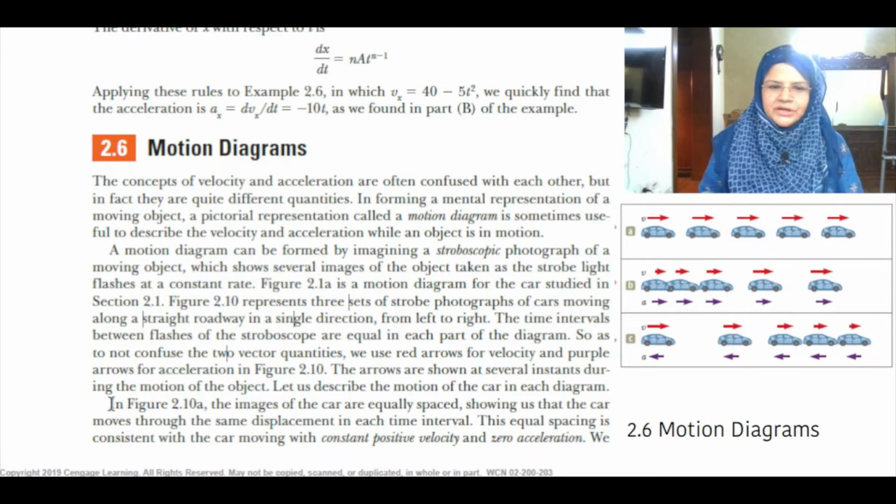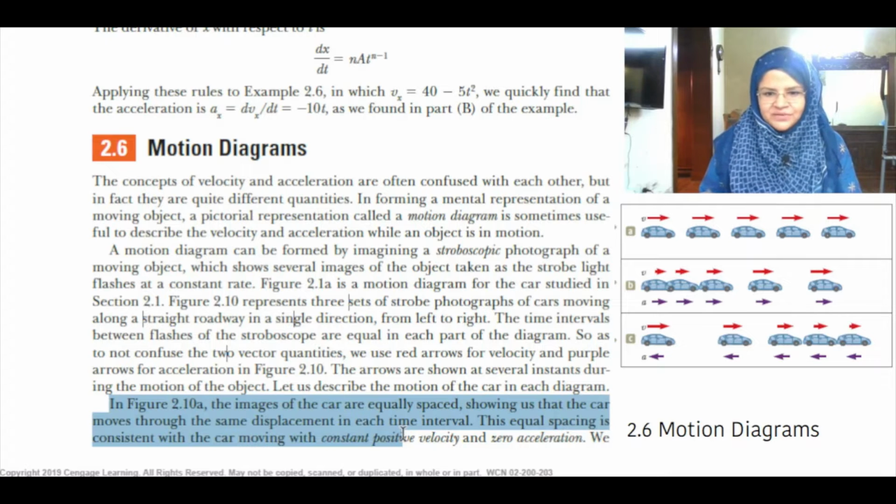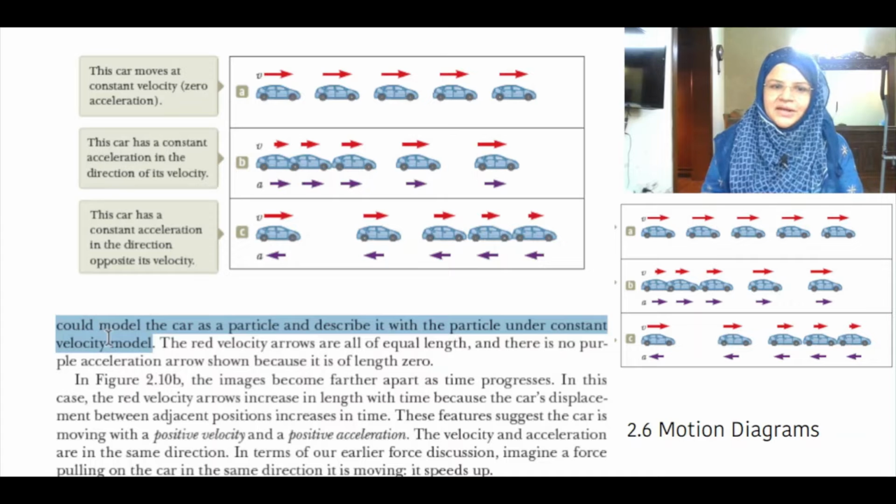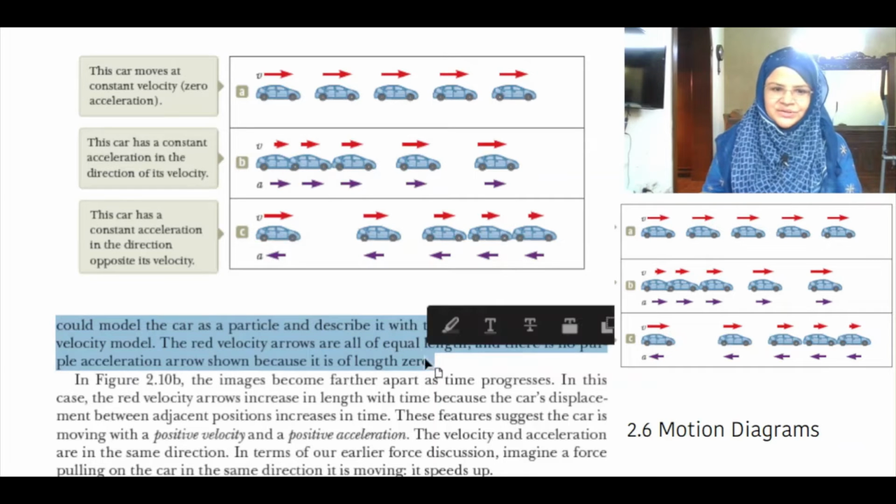In figure 2.10a, the images of the car are equally spaced, showing us that the car moves through the same displacement in each time interval. This equal spacing is consistent with the car moving with constant positive velocity and zero acceleration. We could model the car as a particle and describe it with the particle under constant velocity model. The red velocity arrows are all of equal length, and there are no purple acceleration arrows shown because the acceleration is of length 0.